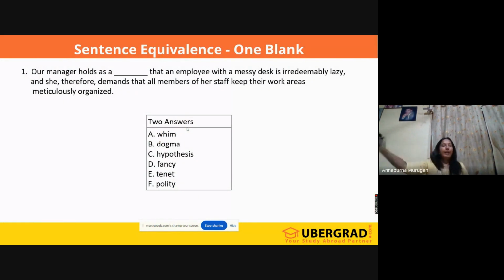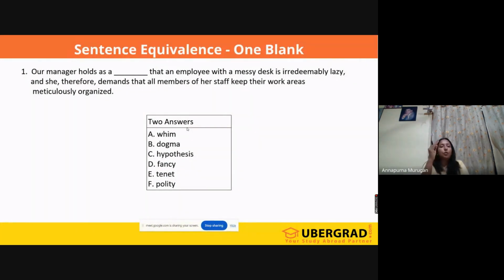Okay. So now this is what the question looks like. Don't you think it is more or less just like our first one-blank question, isn't it? So our way of approach is also the same. The only thing we need to do here is pick up two words which give the same meaning. Basically, let me explain the question to you.